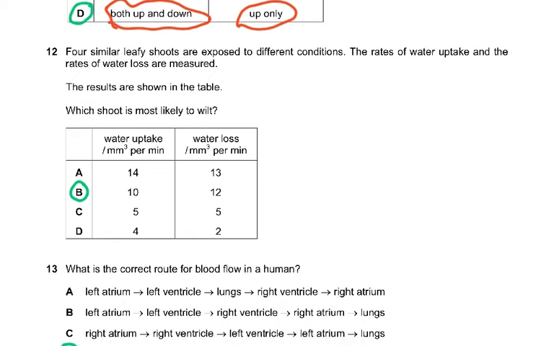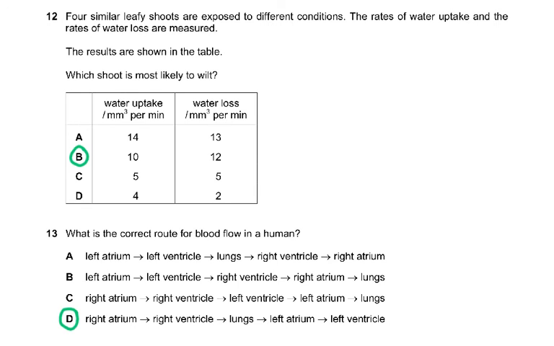Then coming on to question number 12. Four similar leafy shoots are exposed to different conditions. The rates of water uptake and the rates of water loss are measured. The results are shown in the table. Which shoot is most likely to wilt? Now, what is wilting? Wilting is when the water uptake is less than the water loss.